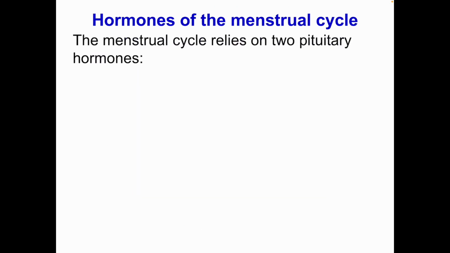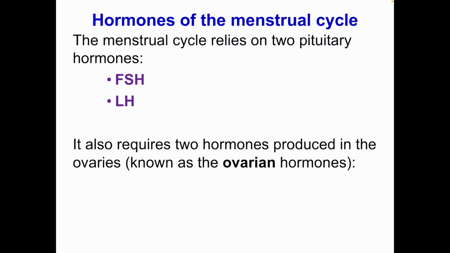The menstrual cycle is controlled by 2 pituitary hormones, FSH and LH. It also needs 2 hormones that are produced in the ovaries. We call these the ovarian hormones, or sometimes the sex hormones. These are estrogen and progesterone.